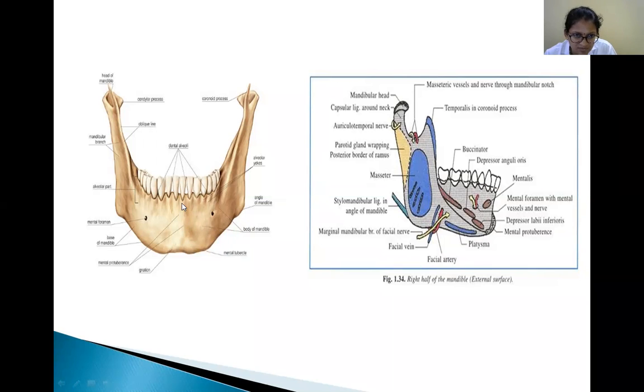One is the symphysis menti. It is a faint ridge which fuses the two halves of the body. Next, below that, there is the mental protuberance, which is a triangular elevation in the midline. Next, on either side of the midline, you see a tubercle. These are the mental tubercles. Above the mental tubercle and below the second premolar tooth, you see the mental foramen. Below the incisor teeth, there is a small depression called the incisive fossa. These are all the features on the external surface of the body.